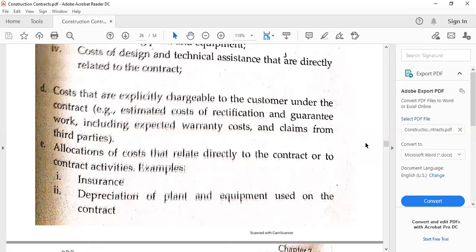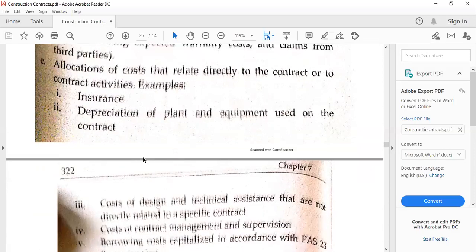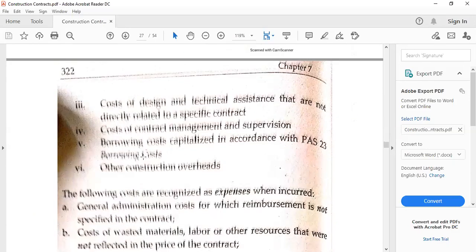So these are the costs which are, again, directly related for the asset to be ready for its intended use or for the purpose, and they are explicitly chargeable to the customer. Then for letter E, these are the costs allocated. So these could be fixed costs, for example, or common costs that are incurred for the company as a whole, and they will be allocated to the various aspects of the company. And one of that would be, for example, for the construction of the assets.